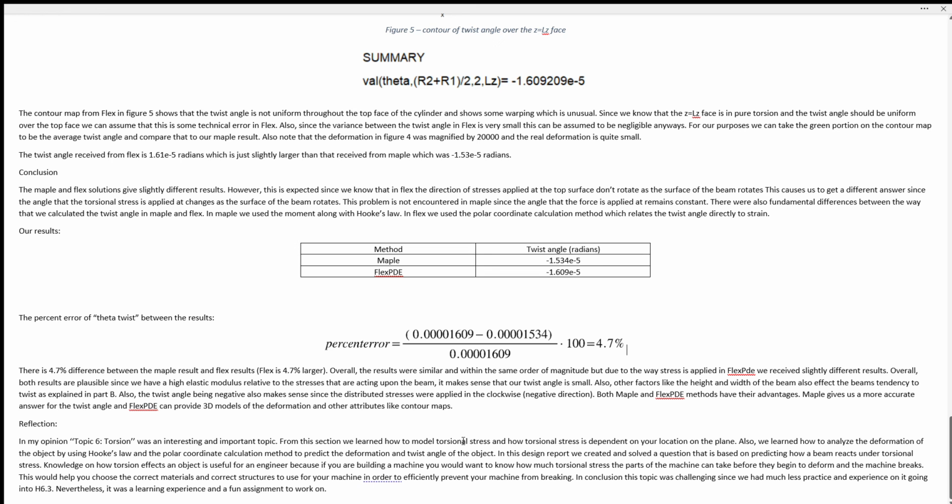And reflecting on our topic, I think this was a fairly important topic to touch upon because as an engineer, if you're designing a machine, and it has some parts that are rotating, you want to know how much torsional stress those parts can take so they don't break, and so that you can choose the correct materials for that part.